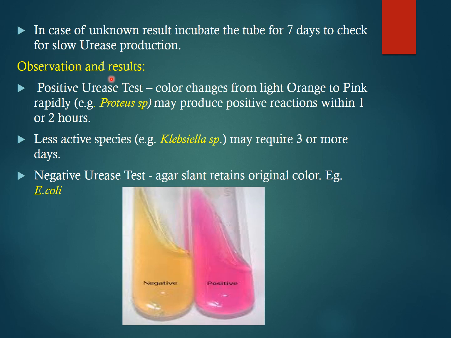Observation and results: if the color changes from light orange to pink rapidly within 1 to 2 hours, it indicates the positive reaction. Example for positive organism is Proteus species. For less active species like Klebsiella, it may require 3 or more days to show positive result. If it is negative reaction, the agar slant retains its original color. Example for negative organism is E. coli and Enterobacter species.